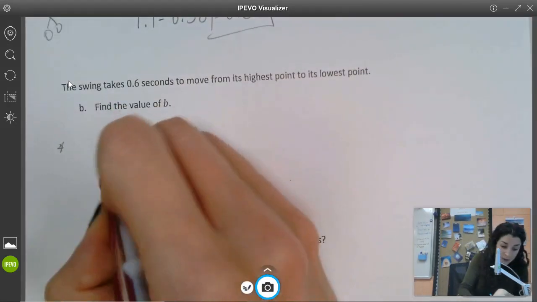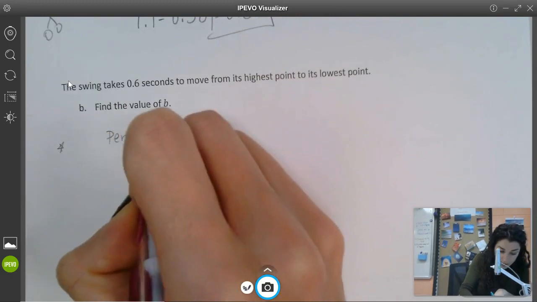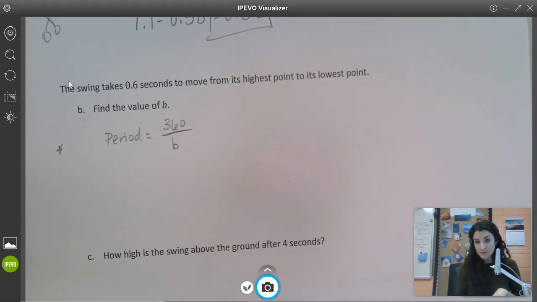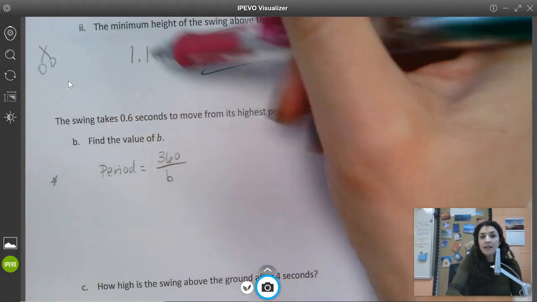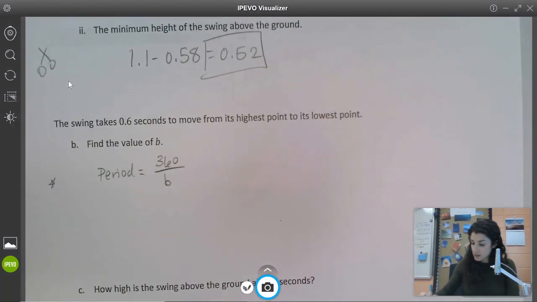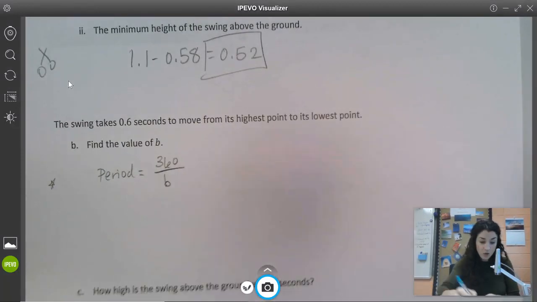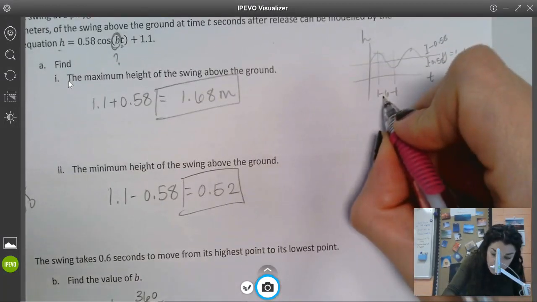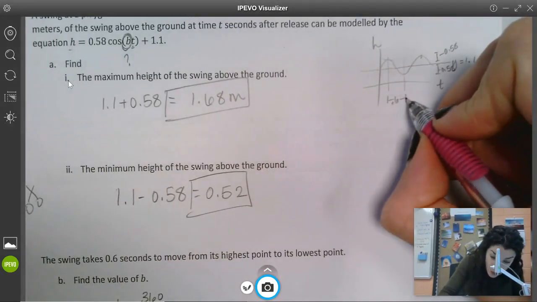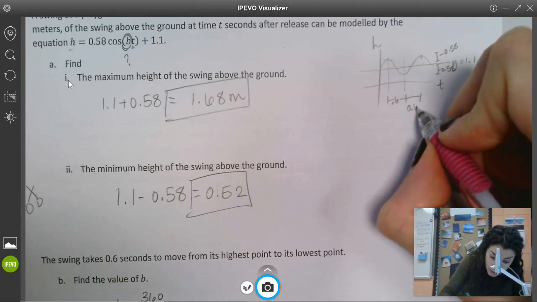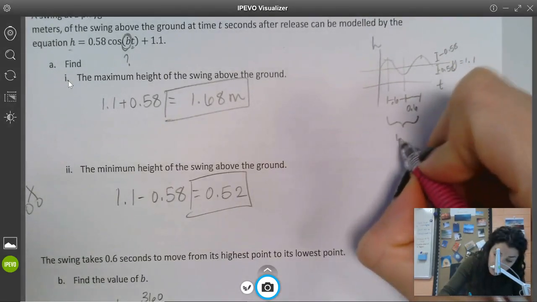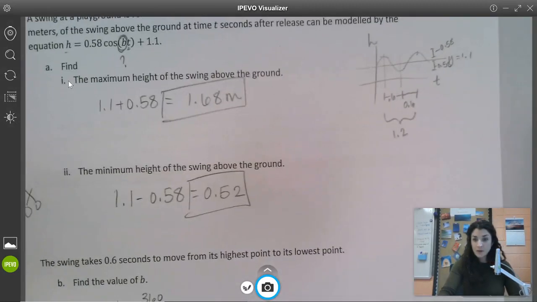The period is equal to 360 divided by B. Well, by giving us that it takes 0.6 seconds to move from the highest point to the lowest point, then in order to make it again to the highest point, it would be another 0.6 seconds, which means that my entire period would be 1.2.